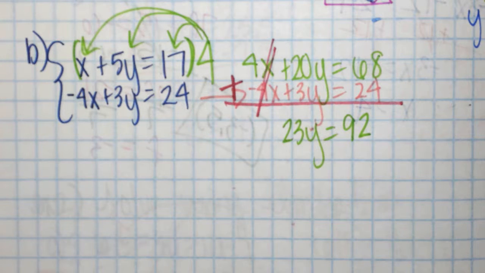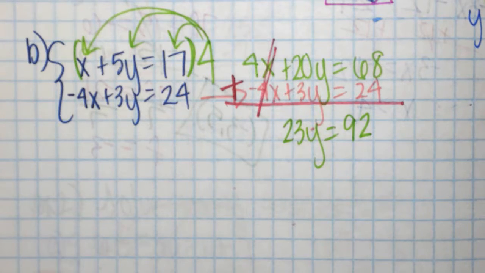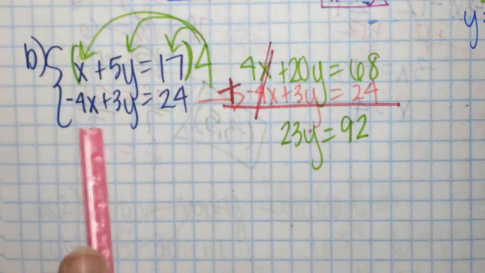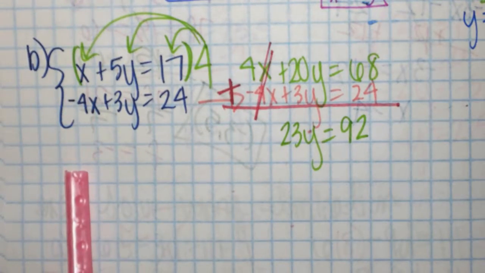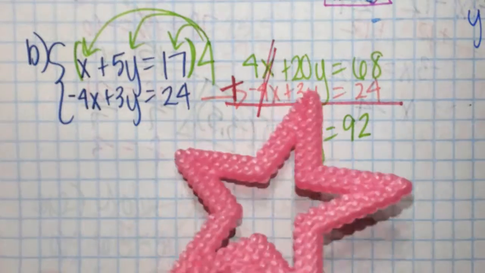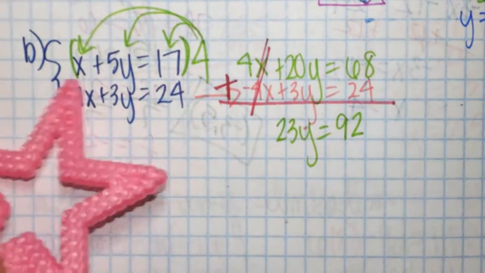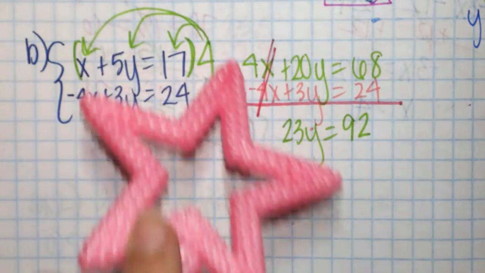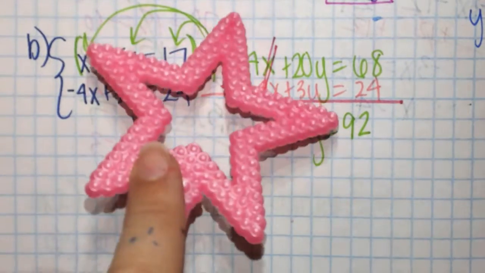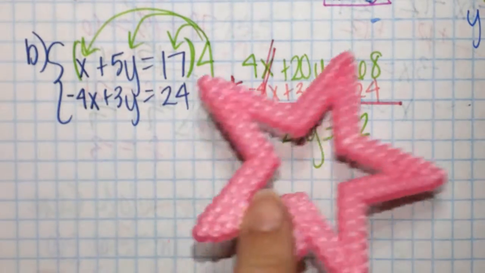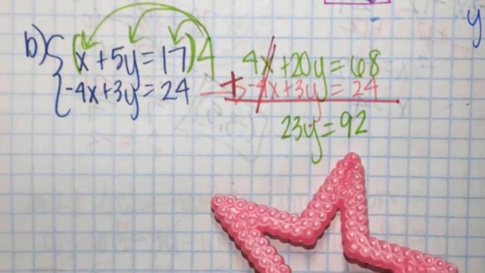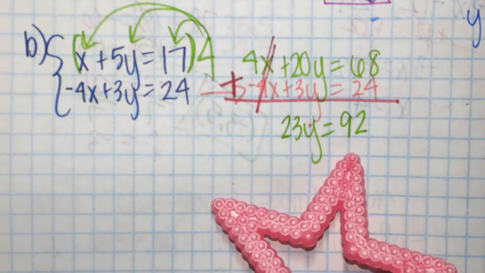Does everybody see where we are and how we got there before we go any further? Are we sure? Now remember, we multiplied the top one by 4 because we wanted to have the same x value, right? And we got 4x plus 20y equals 68 because we multiplied everything by that 4. We added straight down because we have opposite signs and same number. So we said 4 plus -4 cancels. 20 plus 3 gave us 23y. And 68 plus 24 gave us 92. Do we agree or disagree?